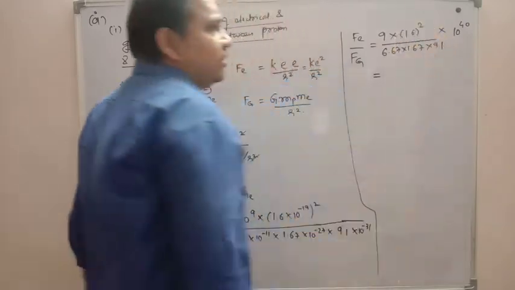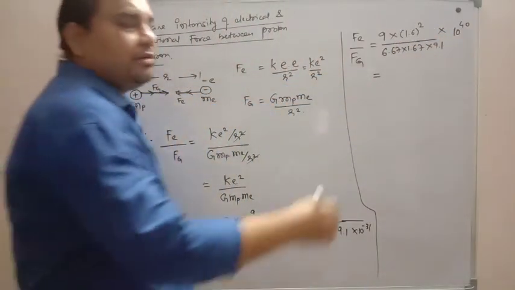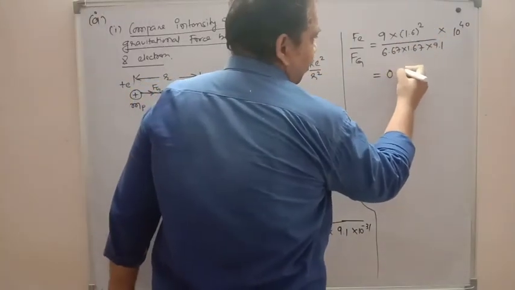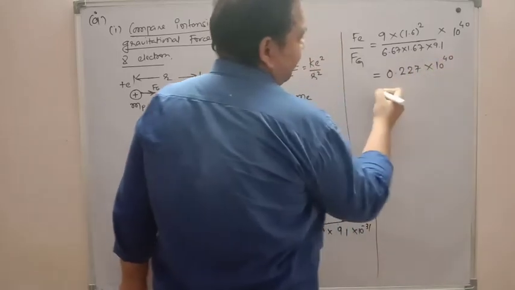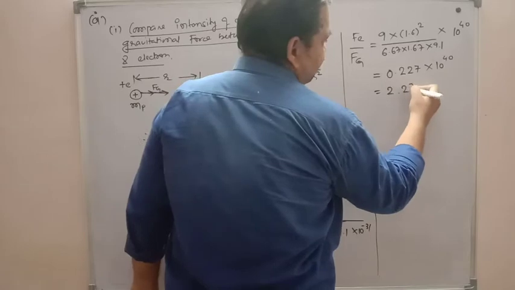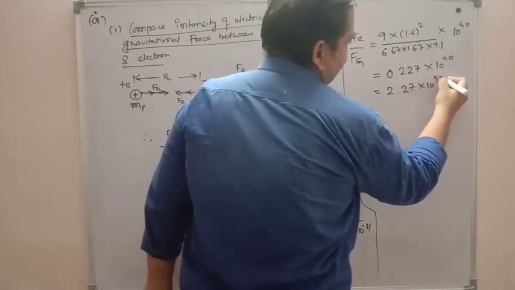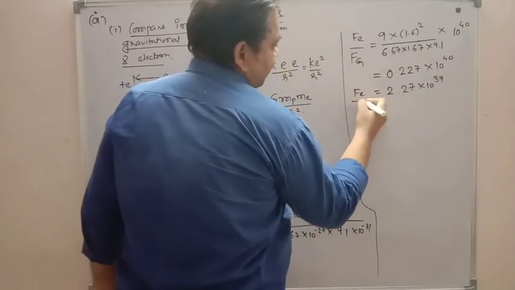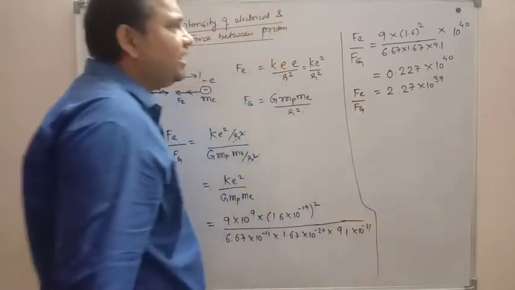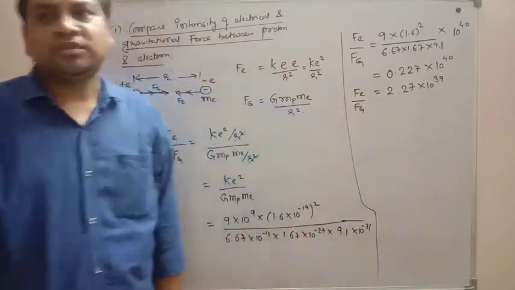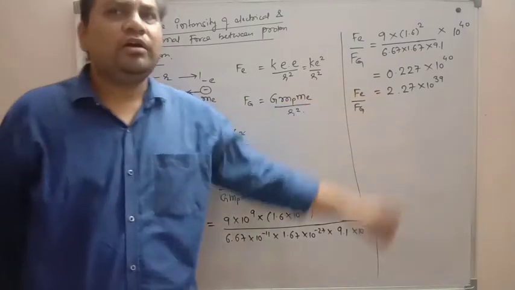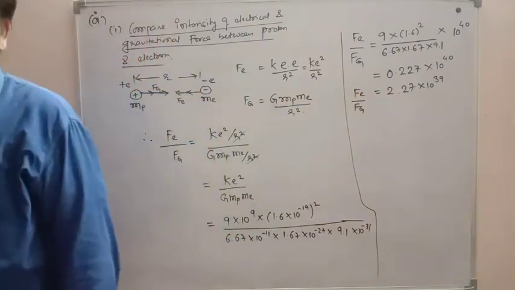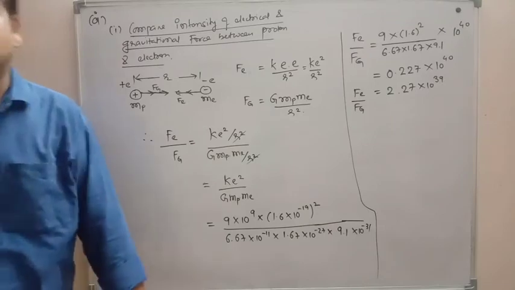Now this value, if you do calculation, it comes out to be 0.227 into 10 power 40. So answer is 2.27 into 10 power 39. It is the value of Fe by Fg. You can clearly see that electrical force is 10 power 39 times stronger than gravitational force.